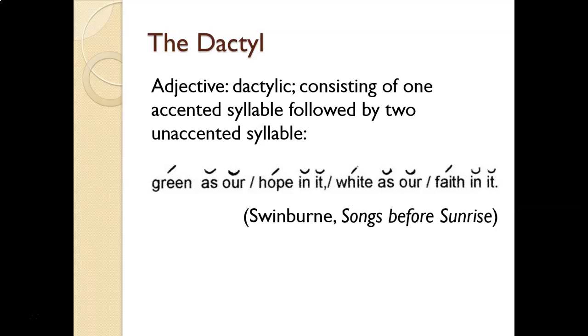Let's take this example from the Songs Before Sunrise. The first syllable, green, is stressed. The next two are unstressed. So it is: green as our hope in it, white as our faith in it. So you have seen that the stress is only on green, hope, white, and faith, and the unstressed ones are the next two syllables. In the first foot, it is "as our". In the next one, it is "in it", and the next one again repeats the same pattern.